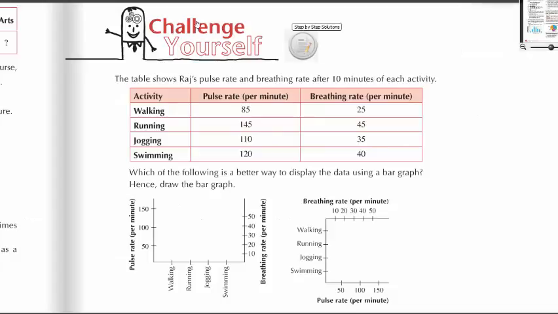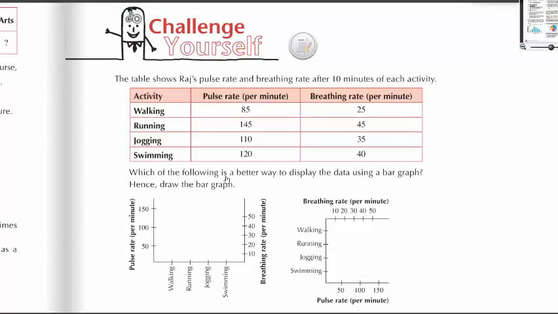Our last question will be challenge yourself. So here the table shows rise, pulse rate and breathing rate after 10 minutes of each activity. So now I told you this is the frequency table. The event is always found in the first column. So you have walking, running, jogging, swimming. This is the event. And then here is the frequency. Here is the frequency for pulse rate and here is the frequency for breathing rate. So they ask you which one is a better way to represent the above data and hence draw the graph.